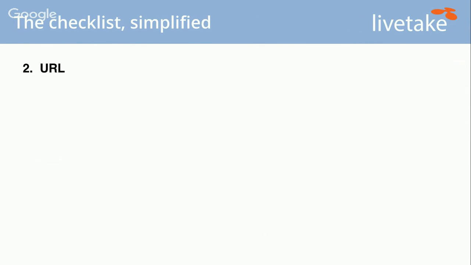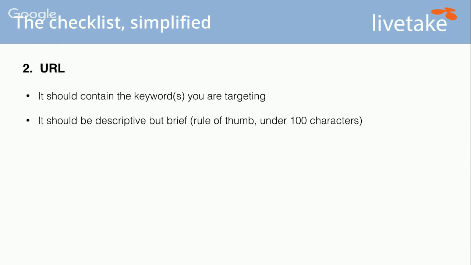Number 2 then is your URL, which is your web address, right? So it should contain the keyword you're targeting. It should be descriptive but brief, and the rule of thumb here is under 100 characters. And keep the keywords as close to the front as possible. And I'll show you an example here of what that means.